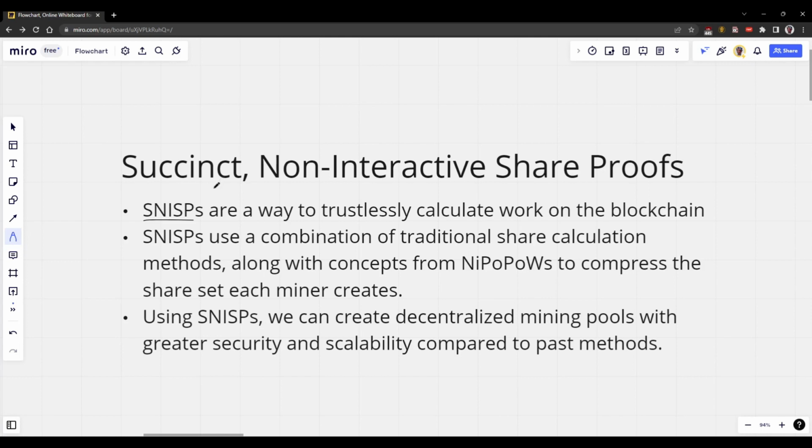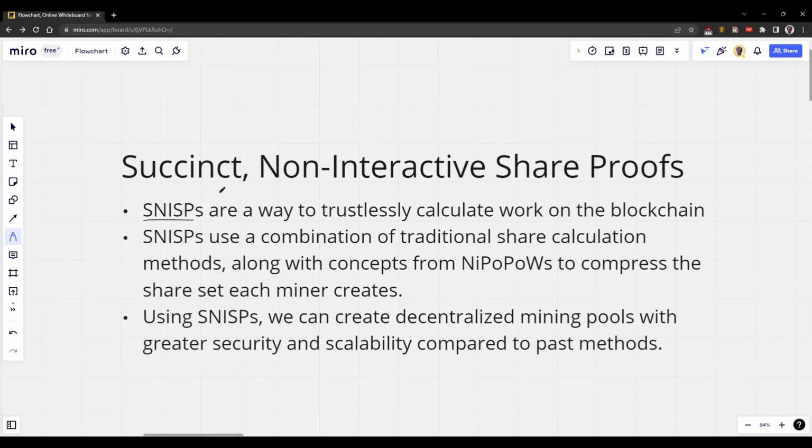Now, SNISPs use a combination of traditional share calculation methods along with concepts from NIPoPoWs in order to compress the amount of work, the total set of shares that each miner creates, and put it on the blockchain. Using SNISPs, we can create efficient decentralized mining pools that have greater security and scalability compared to past methods.